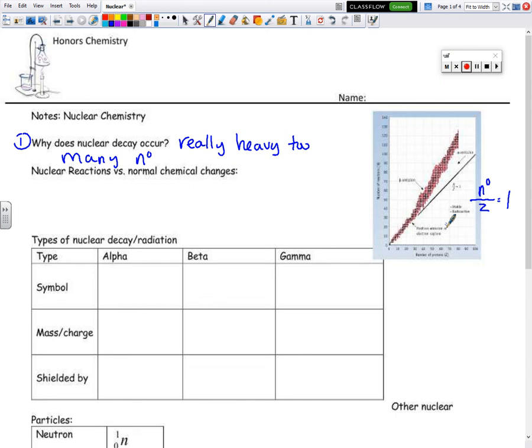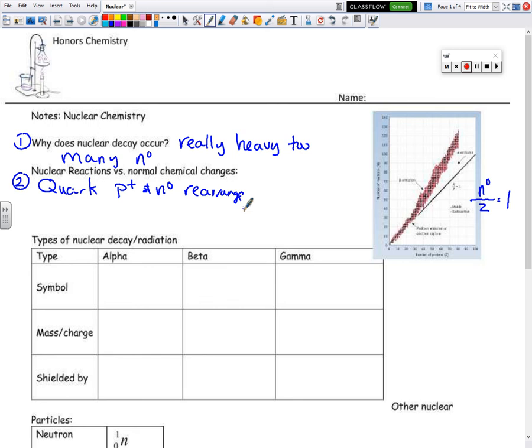So nuclear reactions versus normal chemical changes. Here's the thing that we really don't want to get into here, but maybe we should: neutrons and protons and even electrons are made of smaller particles that are called quarks. There are up quarks and down quarks and all sorts of quarks that make up protons and neutrons. And the quarks that make up the protons and neutrons rearrange themselves.